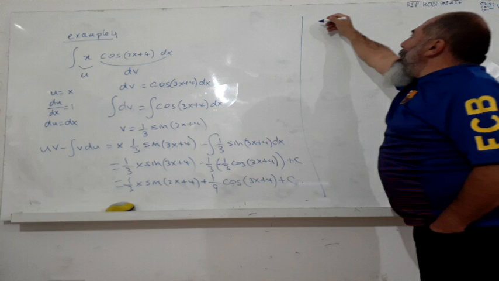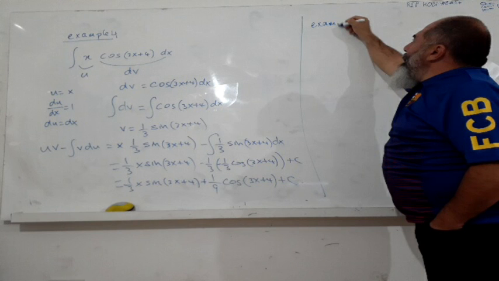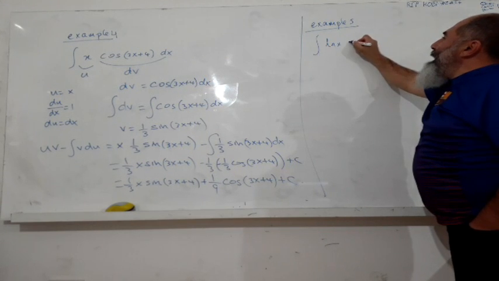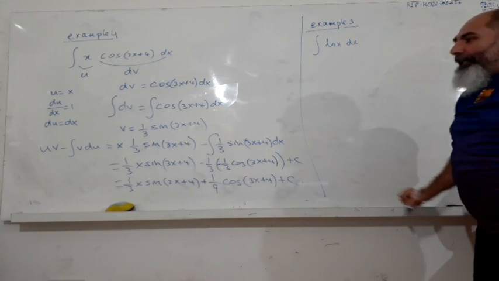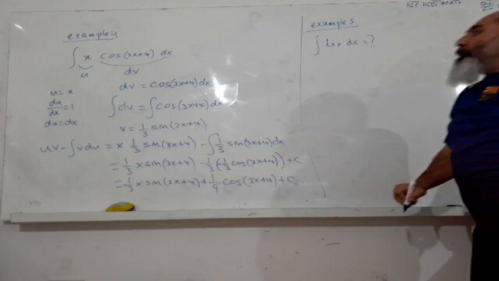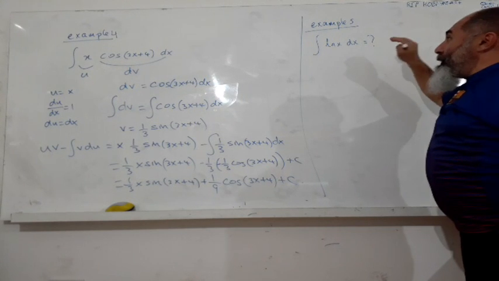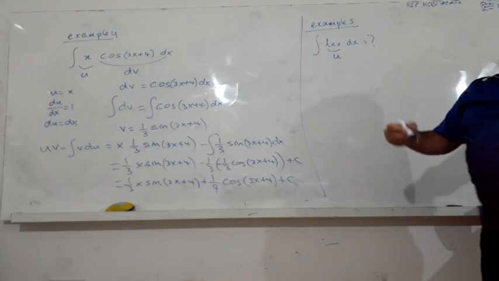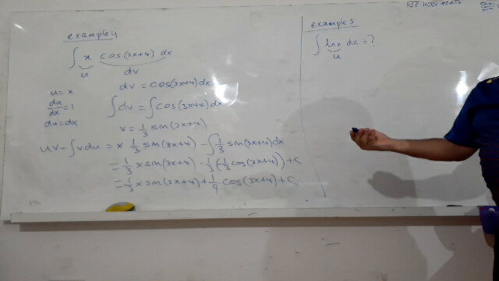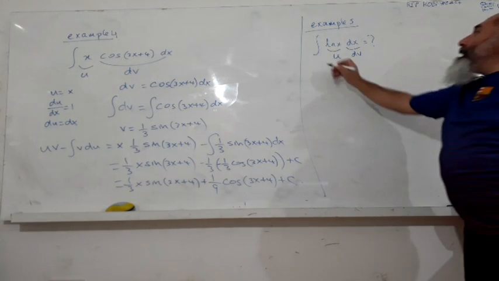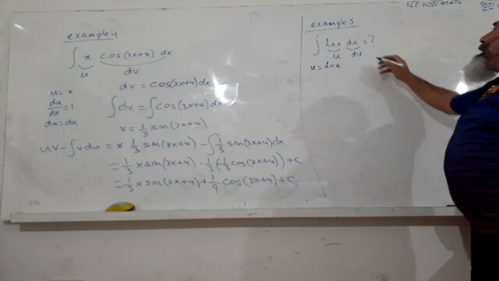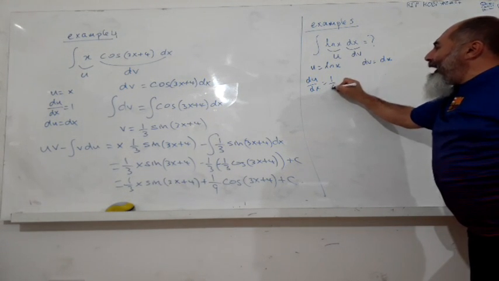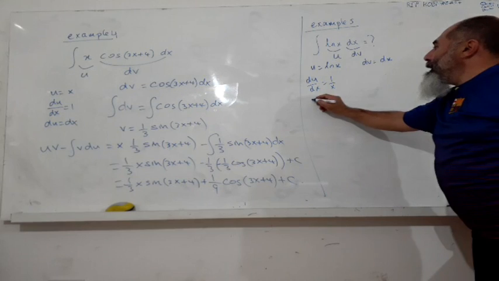A very classic one. What is integration of ln x dx? Now, we have to be careful. If in the question we have ln x, we have to call it u. U is ln x. So dv is going to be dx. Du over dx is 1 over x. Derivative of ln x is 1 over x. So du is equal to 1 over x dx.